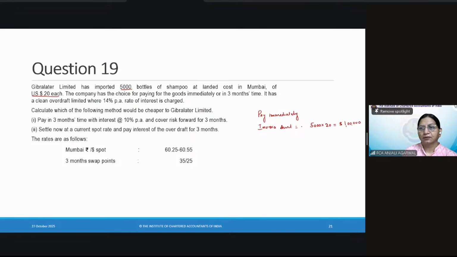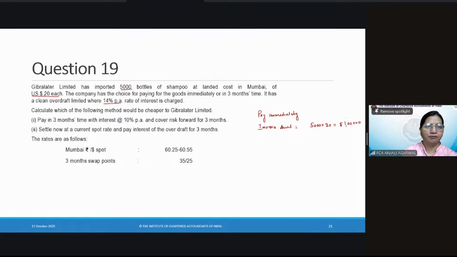$100,000. You may also choose to make the payment after 3 months. So if you make the payment right away, sorry, this will be in rupee. 5,000 bottles multiplied by $20. So you will end up paying $1 lakh. The company has the choice of paying immediately or in 3 months' time.